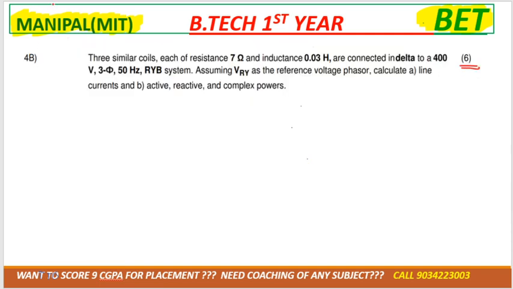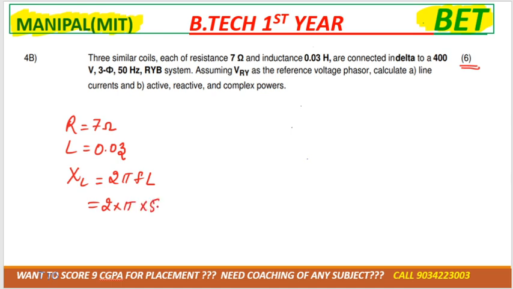Now next question, 3 similar coils, resistance is 7 ohm and inductance is 0.03 Henry. So we can get XL from here by using formula 2 pi FL. 2 we know, pi we know, 50 Hertz frequency we know, L we know.